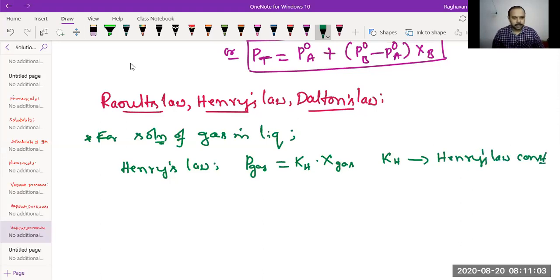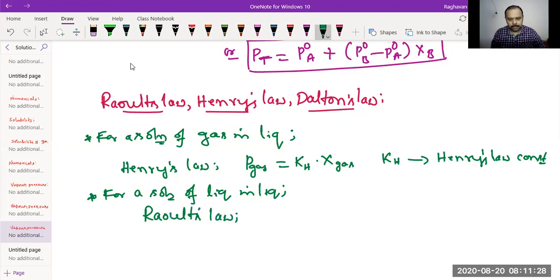Henry's law constant. Now, for a solution of liquid in liquid, same thing, I can say binary solutions of liquids, correct? Raoult's law. What is the meaning or the statement?